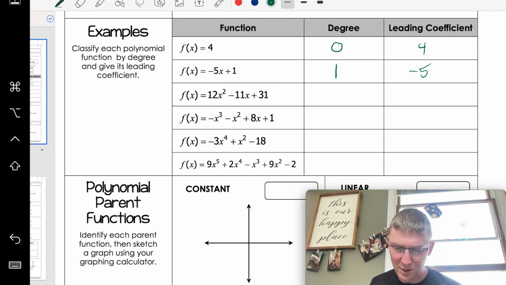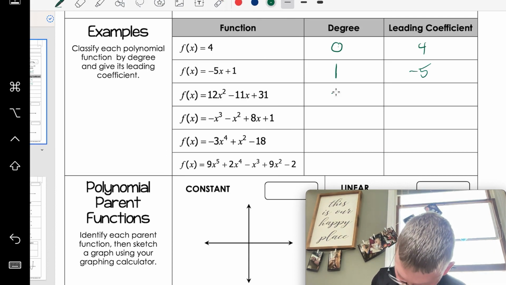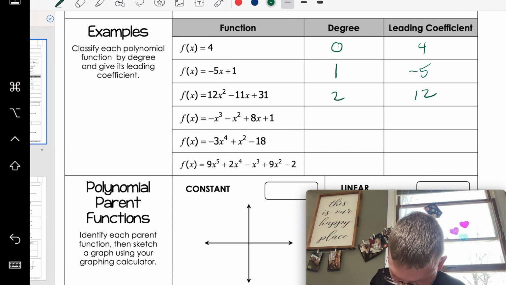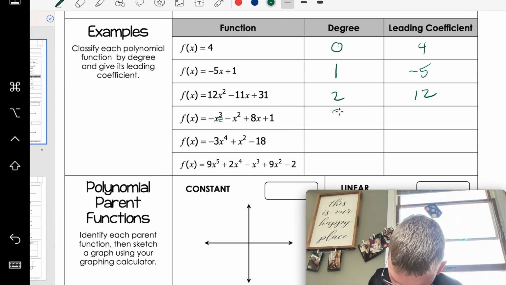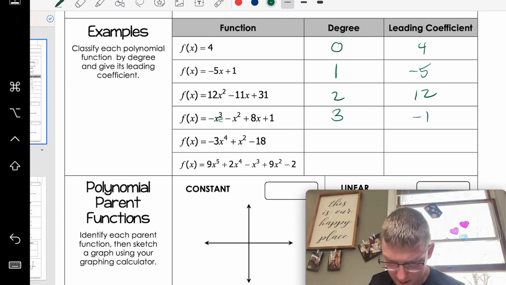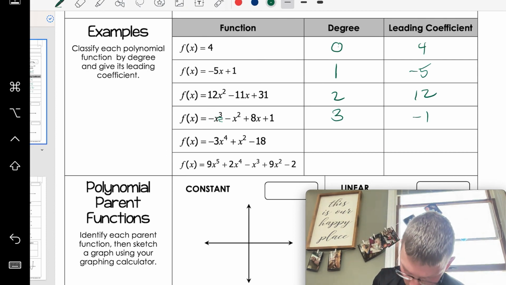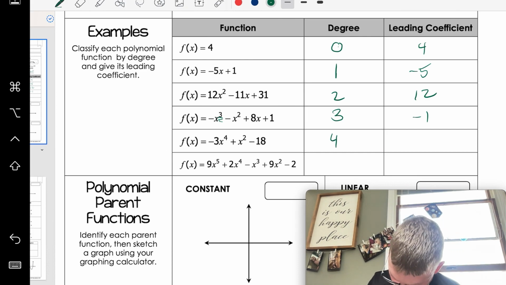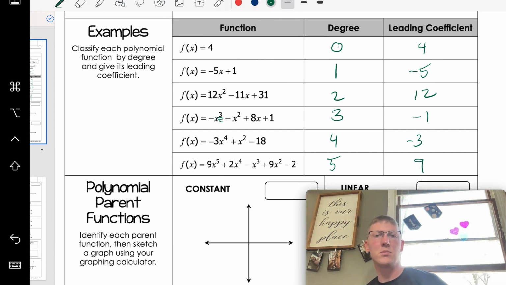Hopefully you've gotten used to the pattern here. This is going to be a second degree polynomial with a leading coefficient of 12. This next one is a third degree polynomial with a leading coefficient of -1. There is no number there, but there's a negative sign, so it's an implied -1. Then a fourth degree polynomial with -3, and a fifth degree polynomial with a leading coefficient of 9. Nothing terrible, but we're just getting used to the different terminology that we're going to use.